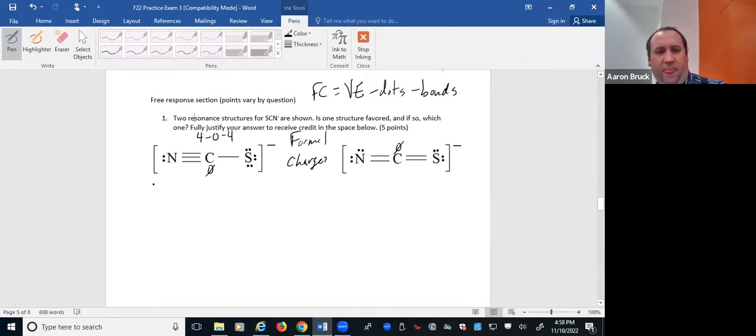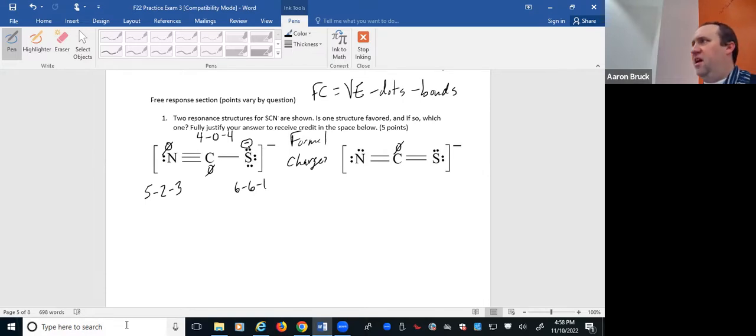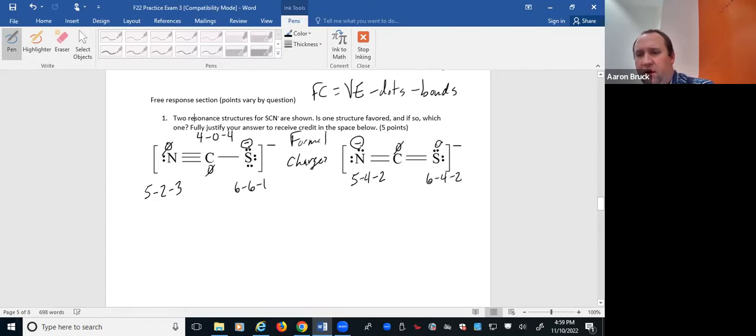Now for the nitrogen, 5 valence, 2 dots, 3 bonds. This one also would have 0 charge. For the sulfur, 6 valence, 6 dots, 1 bond. Here's where our -1 charge lies in the ion. On the right side, similar kind of calculation, but we see that basically the 0 and the -1 have just flopped from one side to the other.